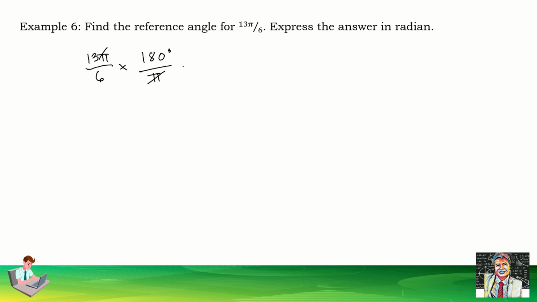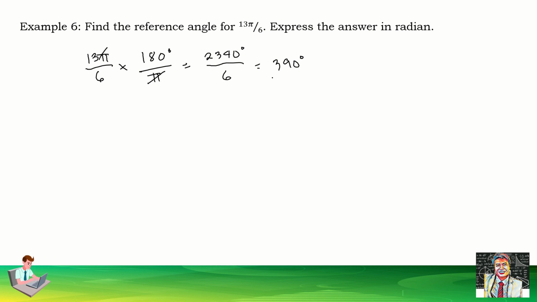Okay? So, cancel, cancel. So, this is 13 times 180 degrees gives us then 2,340 degrees. Okay? Divided by 6. So, divided by 6 gives us 390 degrees. Okay? So, alamin natin kung anong under siya.